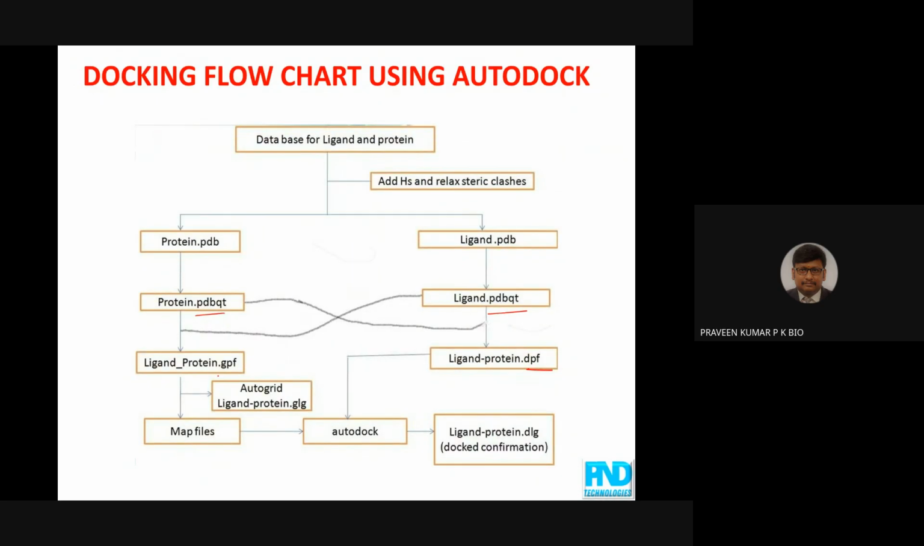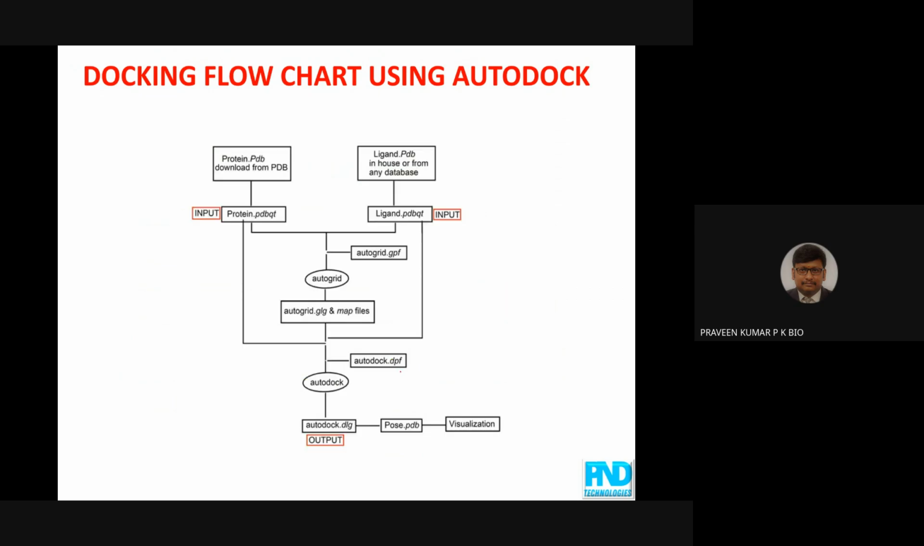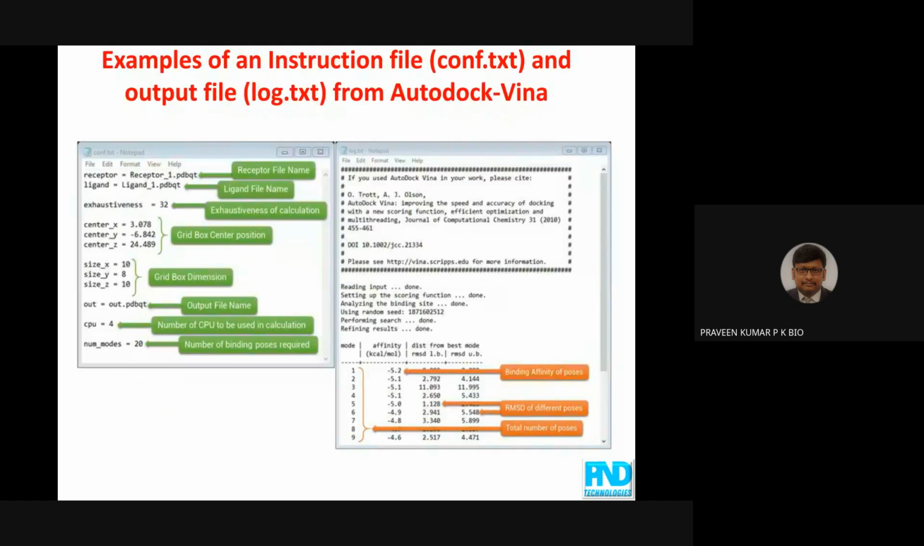After converting these files, we create the GPF file. GPF stands for grid parameter file, so we can create this during the grid generation. After running the grid, we have the GPF, and after running a tool called Autodock, we get the DPF, that is the docking parameter file. We also have a grid log file, so many intermediate files are developed during the docking. If you do it practically you can understand this well.